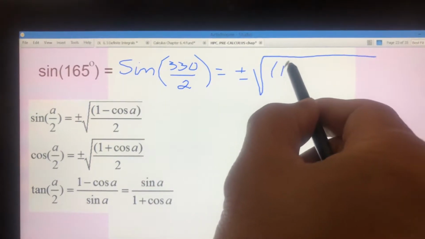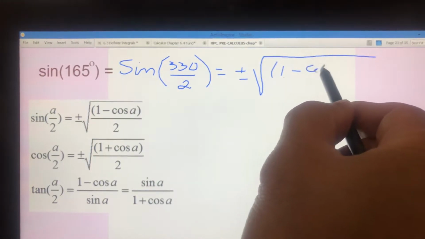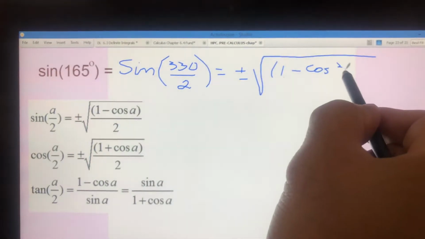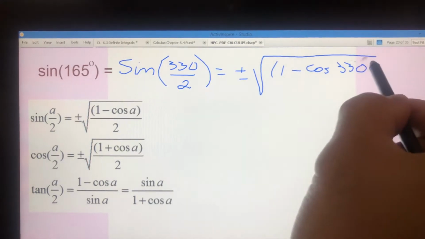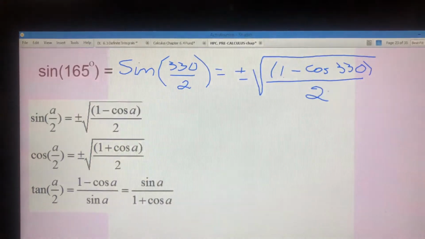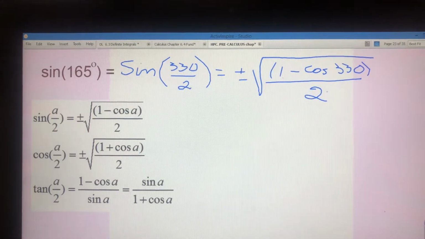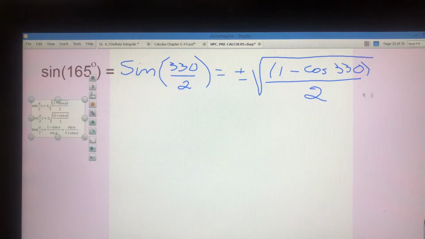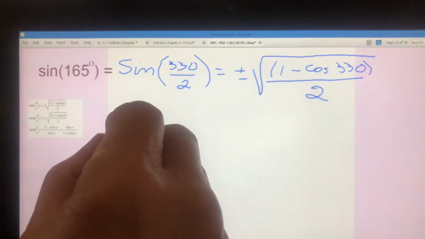So 1 minus cosine, and again this would be alpha. Your alpha is 330, all divided by 2. Okay, so once you get that, I don't need this formula anymore. That's just to help me set up that equation there. So now I'm going to use my unit circle.